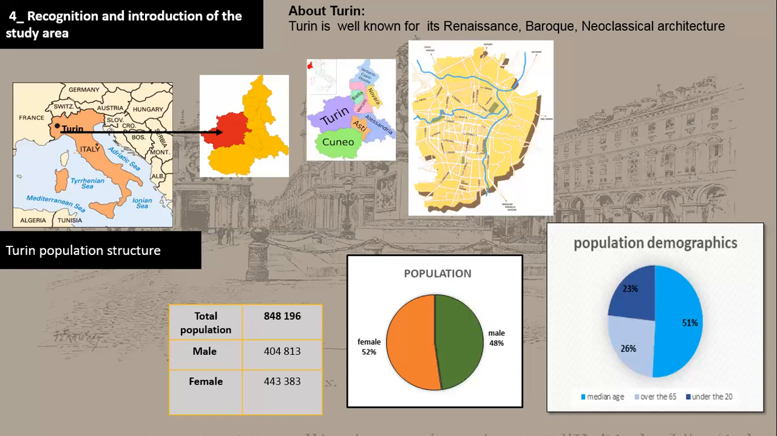Talking about population demographics, I have to say the total population of Turin is about 848,169, which is divided into males with 48% and females with 52%. Generally speaking, of the population in Turin, 51% is middle-aged, 23% is under 20, and 26% is over 65 years old. Next slide.